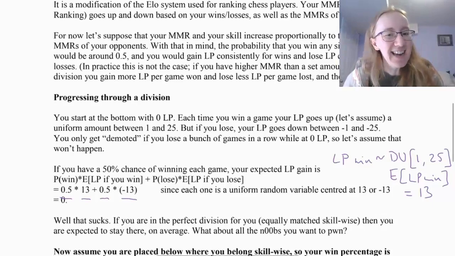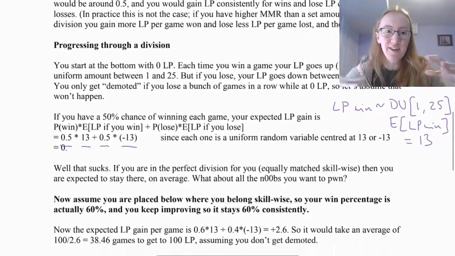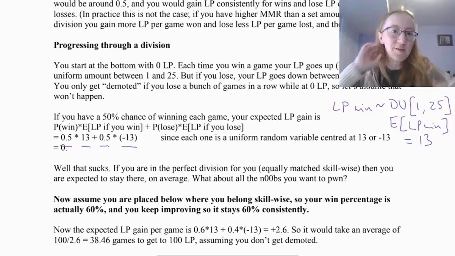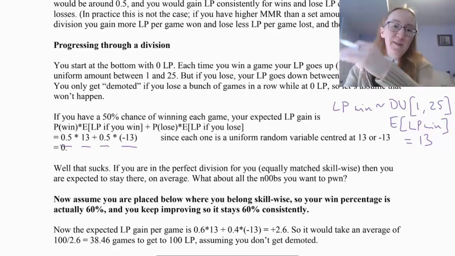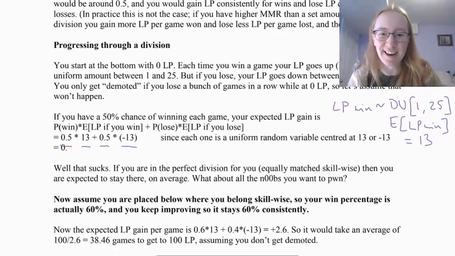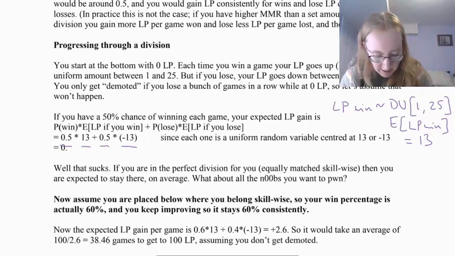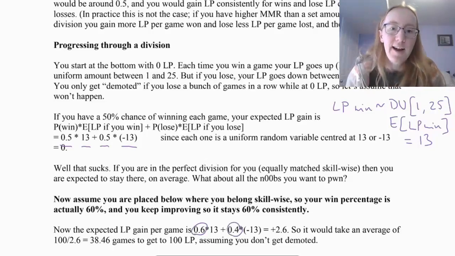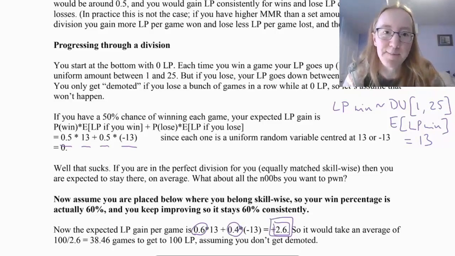So let's imagine instead that you actually are slightly below where you belong skill-wise. So you're more likely to win than your opponents, and you keep improving. As you go up, you're always 60% likely to win. You're just a little bit better than all the opponents that you're playing, even as you progress through the leagues. That's always nice to think. In that case, we can redo this very same calculation with a 0.6 and a 0.4. Now that means on average, we're gaining 2.6 league points per game.